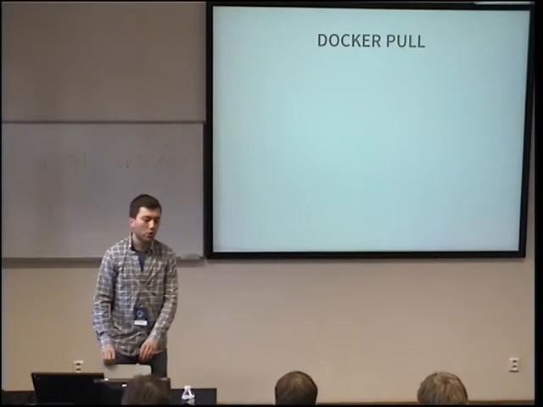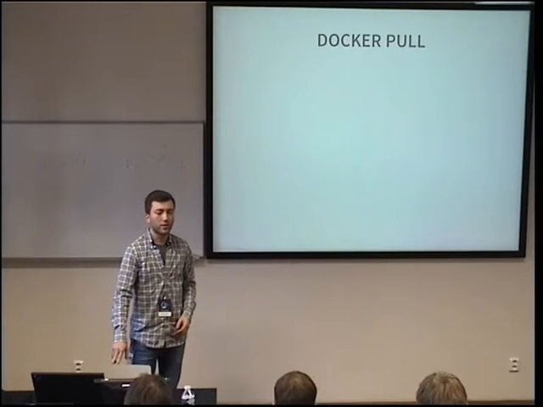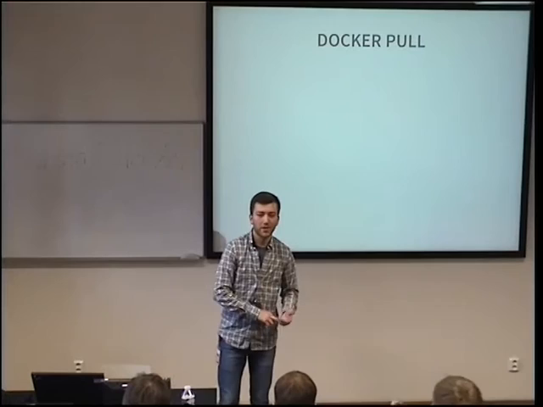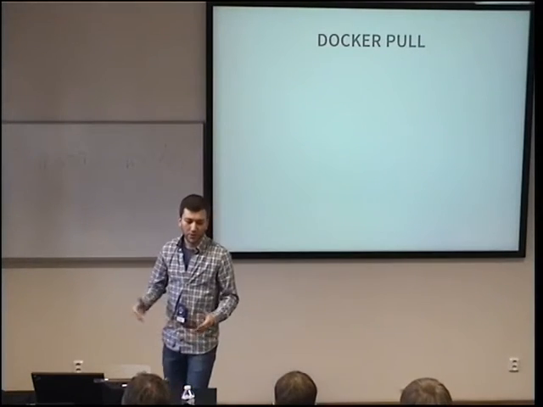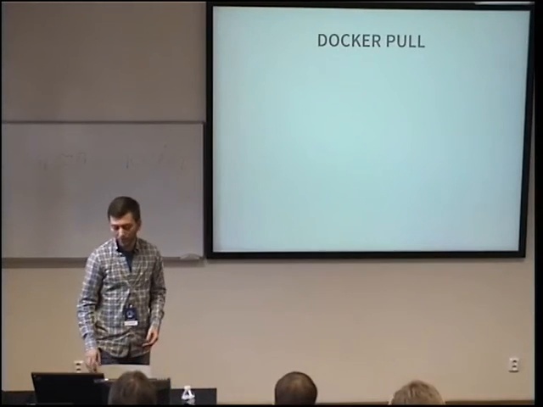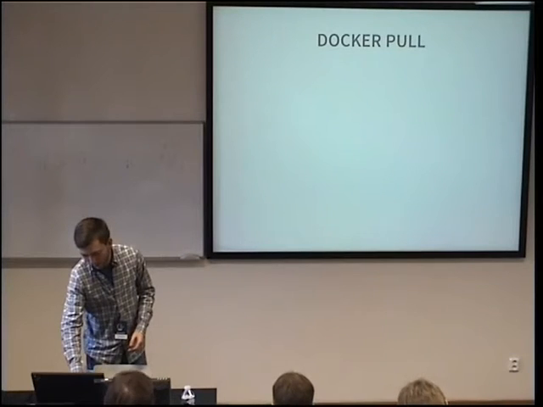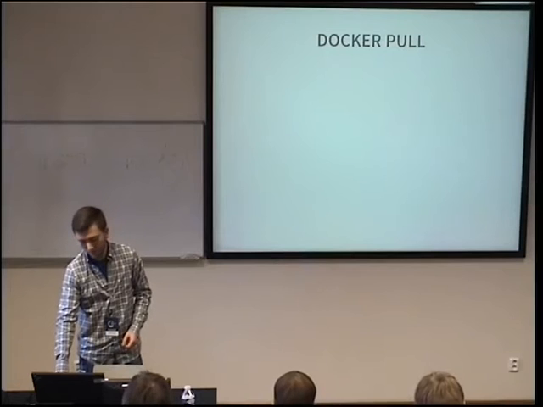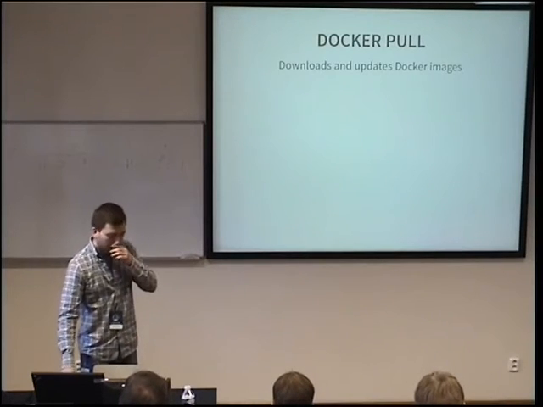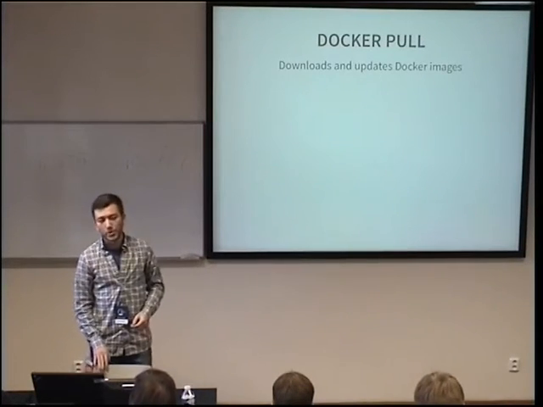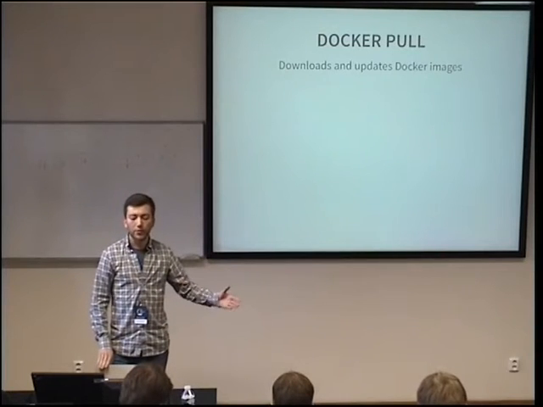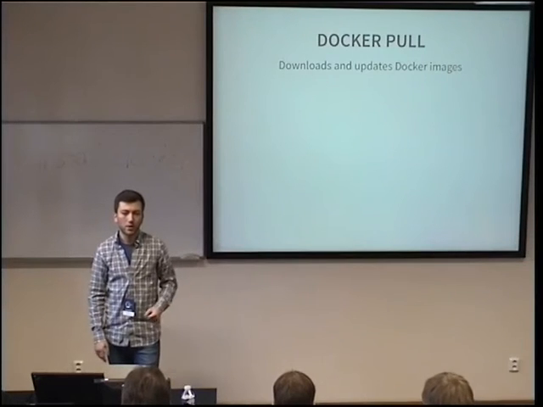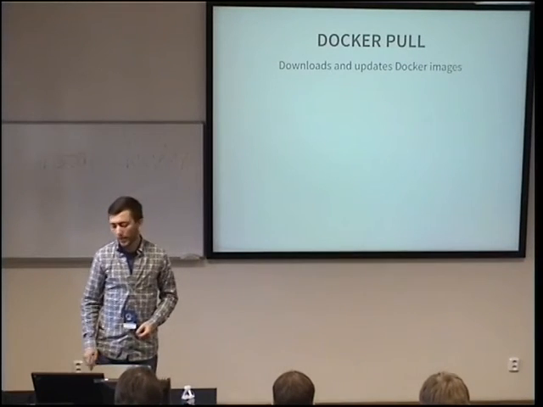And really, the vocabulary is similar to Git. You can do docker pull, docker push, docker commit. And it really does what you expect it to do. It's very similar to Git, so it's actually quite easy to start with Docker. Docker pull is the command which downloads images from a registry. You specify the registry, the author, the image and the version, as I showed on the previous slide.